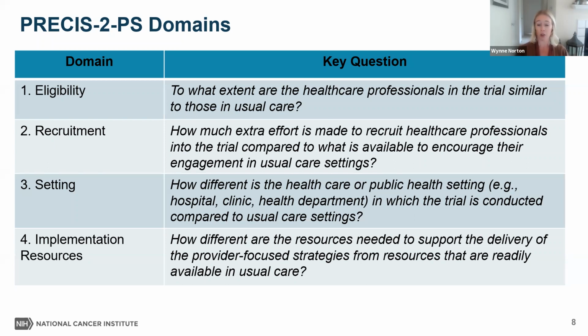So, for example, are there quality improvement teams that could be delivering the strategies to providers outside the context of the trial that are already in place, which would be more pragmatic? Or would one need to hire additional individuals, allocate different funds, buy particular equipment that's not already in those particular settings? That would be on the more explanatory end of the continuum.